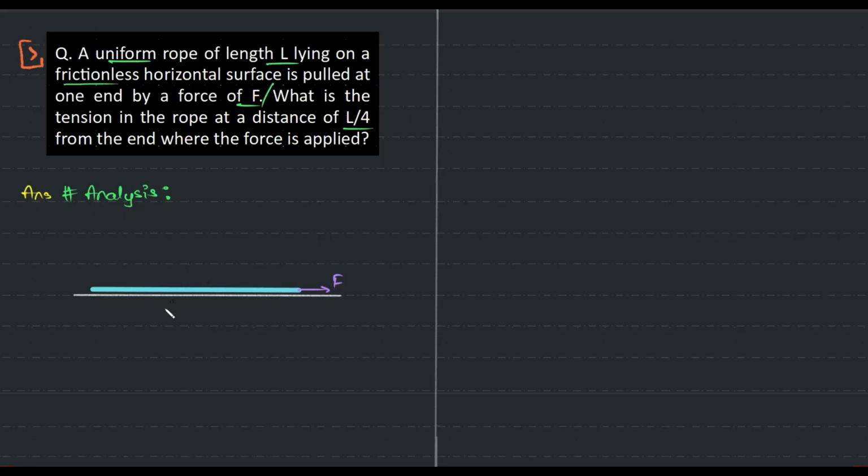Okay, so what we are looking at is somewhere along the 1/4 length. At this point, there is a tension, of course. This is the tension force. So we have to figure out the tension force at that point. I'll call it Tx, where x is L by 4.